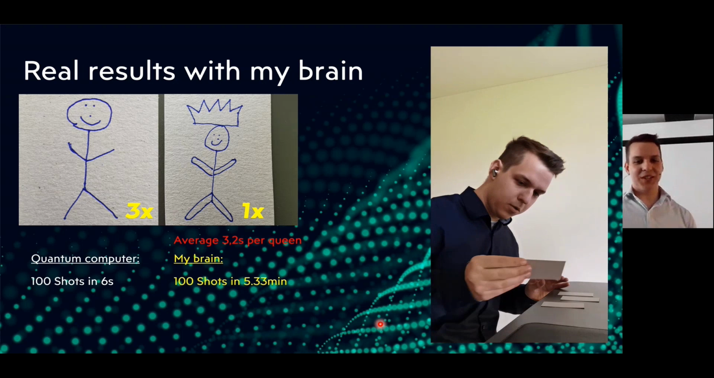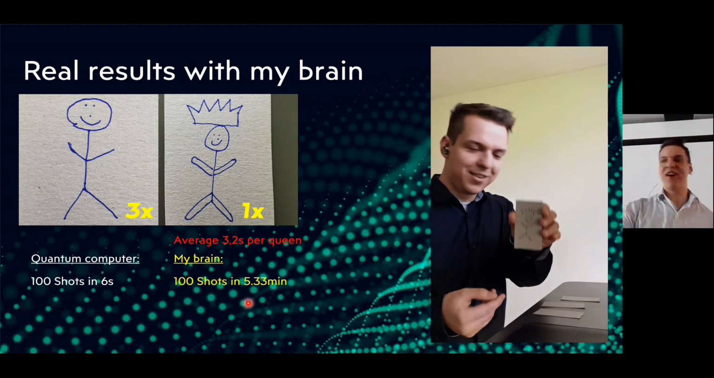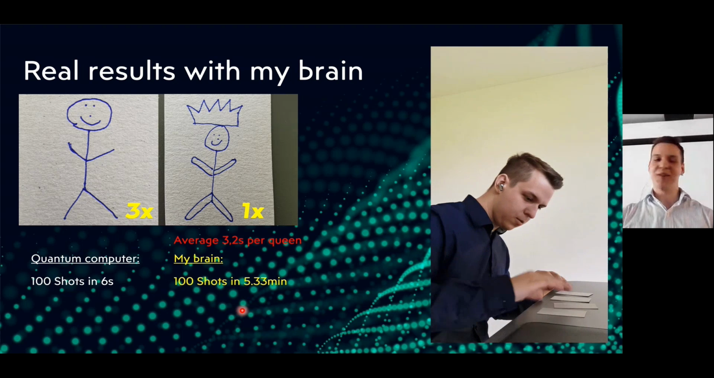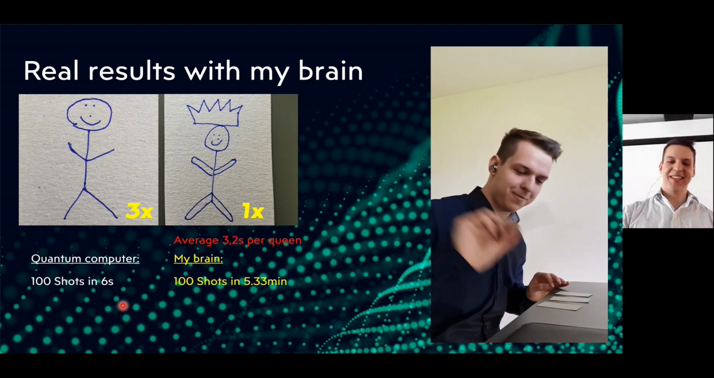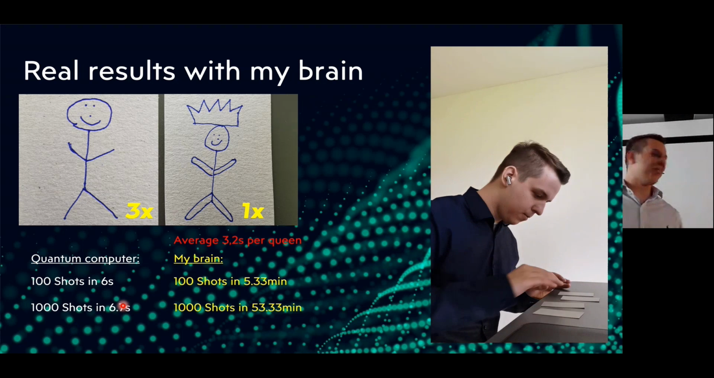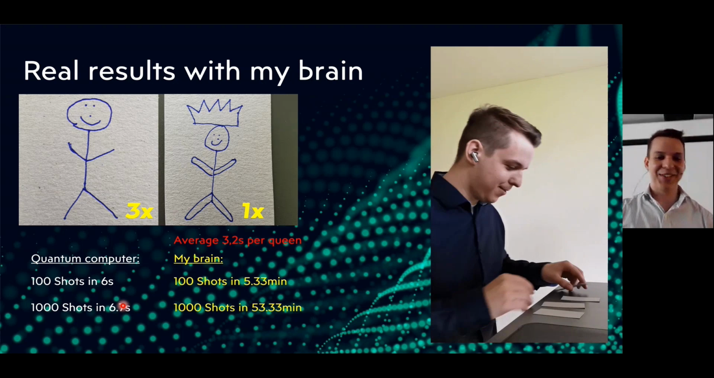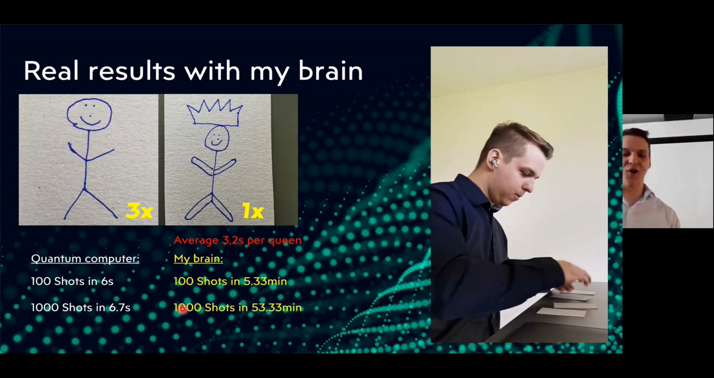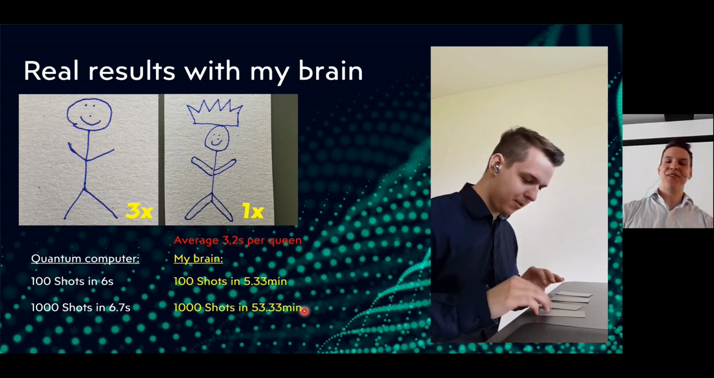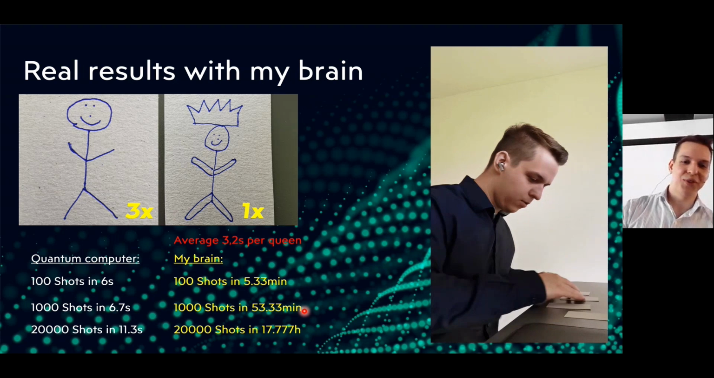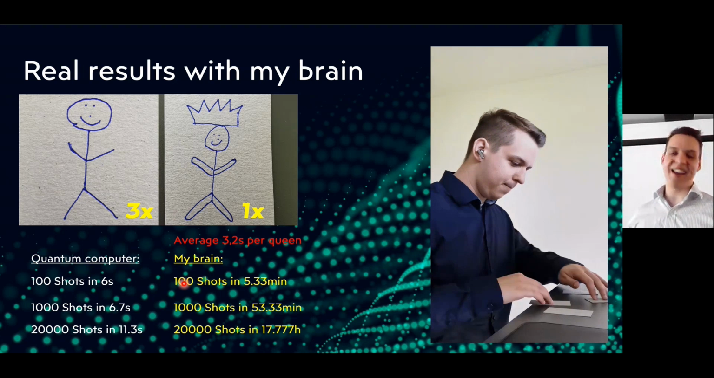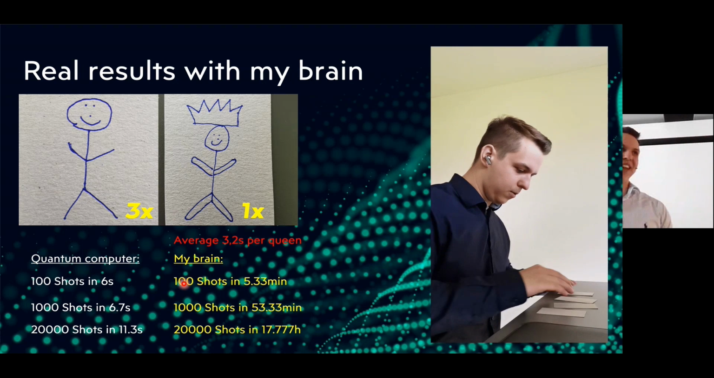And you can see, if I would do it 100 times, I would take 5.33 minutes to find the queen. The quantum computer did it in 6 seconds. The same is, of course, I didn't do 1,000, I calculated up, okay? So I have also work to do. So this is my workday, loggings. So in 6.7 seconds, and you see 53 minutes I would take. And for 20,000 shots in 11.3 seconds, I would have done it in 17.7 hours.